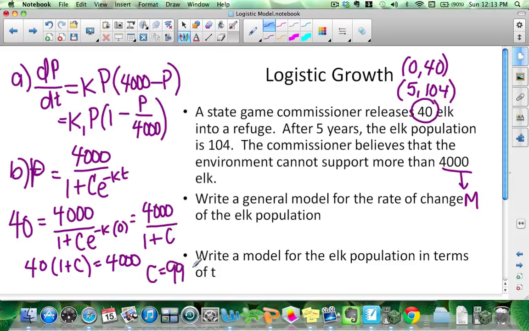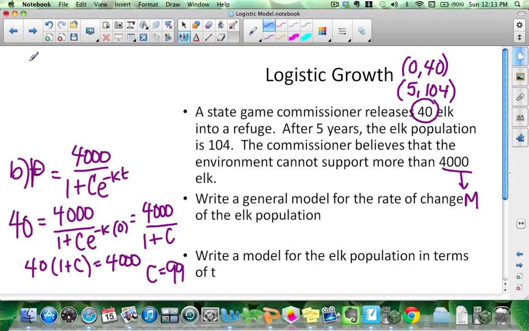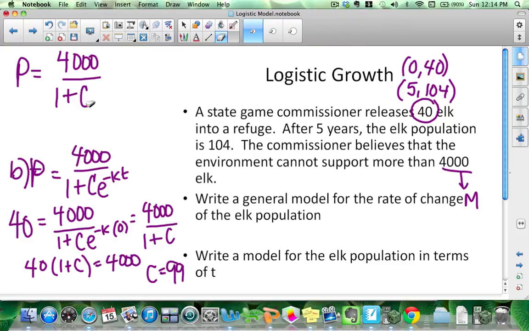Okay, I'm going to erase and make some space for myself up here. And so now I have P is equal to 4,000 over 1 plus C. Oops, sorry, C was 99. That's what we just found. 99 e to the negative kt.